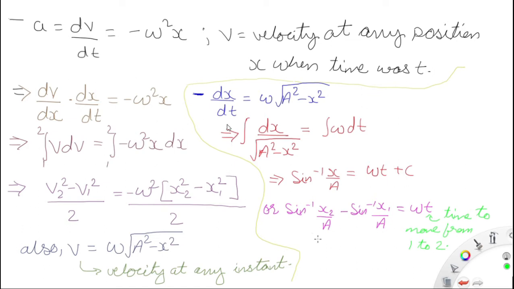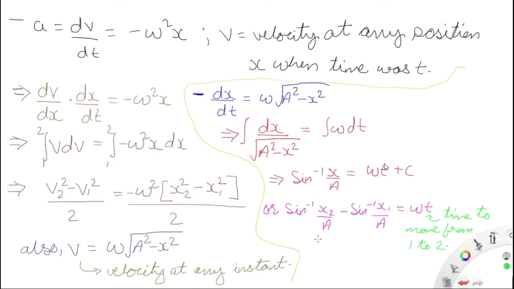Now v is equal to omega into under root of a square minus x square, so dx by dt, because v is nothing but dx by dt, change of displacement with time, okay. So omega into under root of a square minus x square, integrate it by cross multiplication. First do the cross multiplication, then integrate it. So dx by under root of a square minus x square is equal to omega dt, okay. So when you integrate it, sin inverse x by a is equal to omega t plus c, because it's an indefinite integral, okay. So a constant has come. If it had been a definite integral, no constant would have been here, okay.